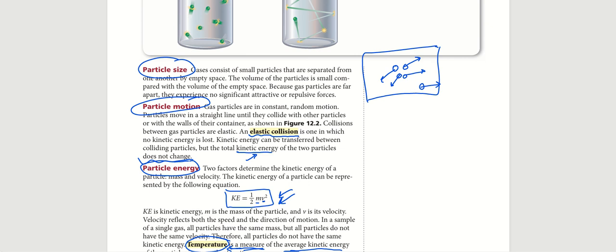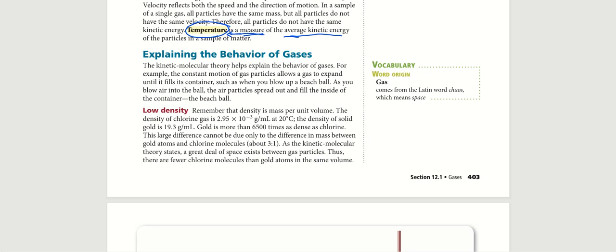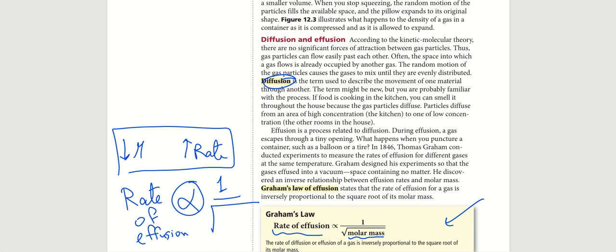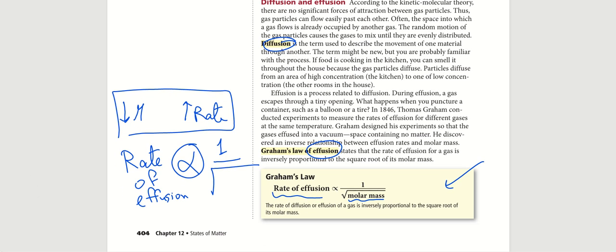Gas can diffuse, and diffusion is different from effusion. Diffusion means when two materials go through each other, but effusion means when the gas comes out of a small hole or a small opening. The rate of effusion depends on the molar mass. The smaller the molar mass, the lighter the gas. So when the gas is lighter, the rate of effusion will be more, so it will diffuse more.